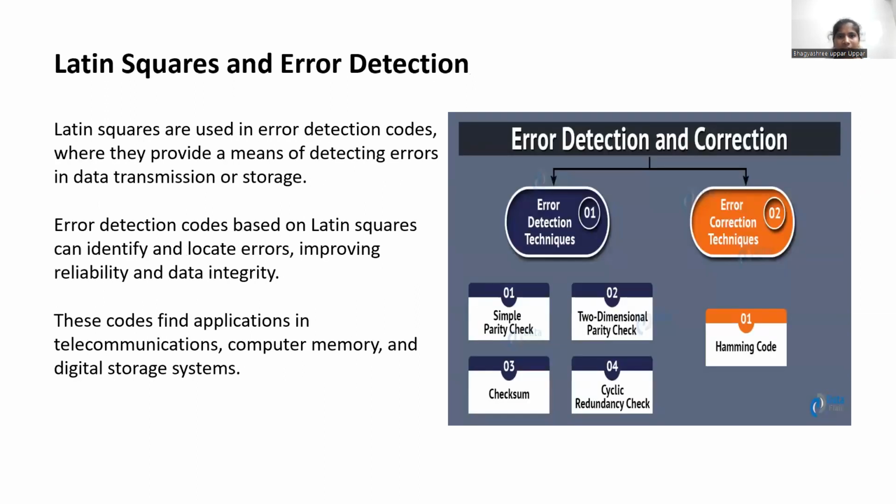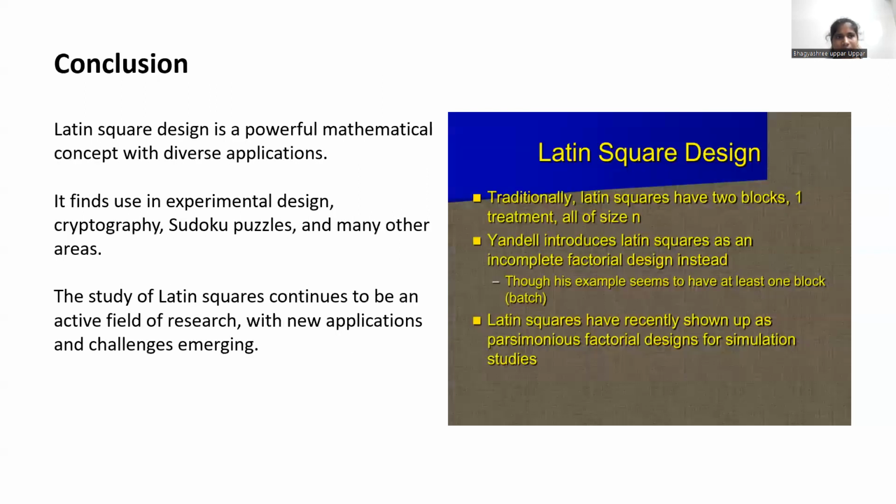Latin squares and error detection. Latin squares are used in error detection codes where they provide a means of detecting errors in data transmission or storage. Detection codes based on Latin squares can identify and locate errors, improving reliability and data integrity. These codes find applications in telecommunications, computer memory, and digital storage systems.